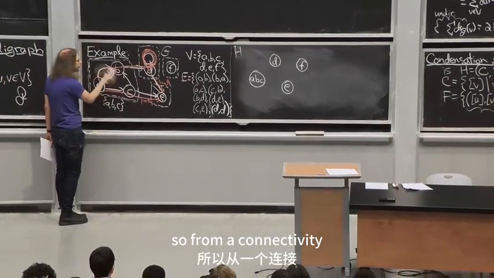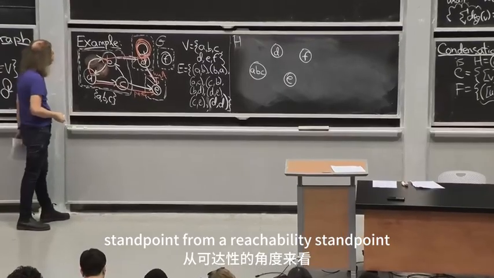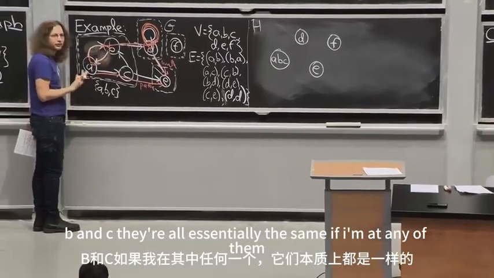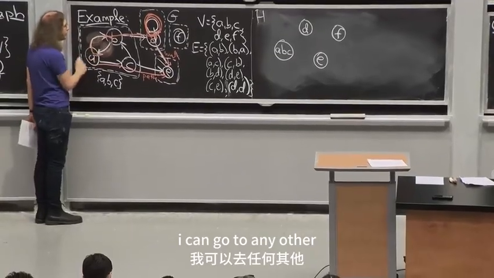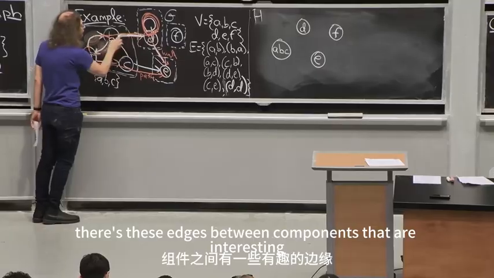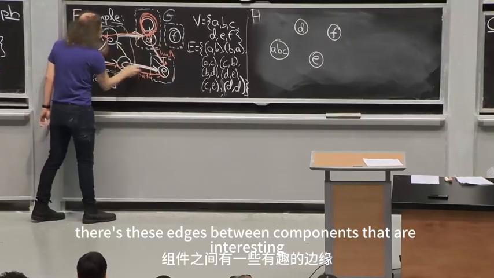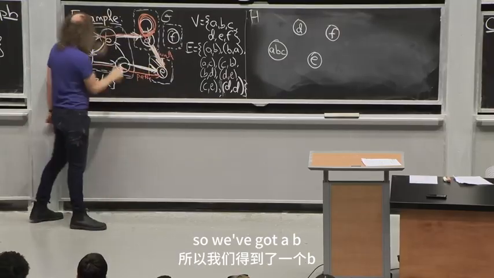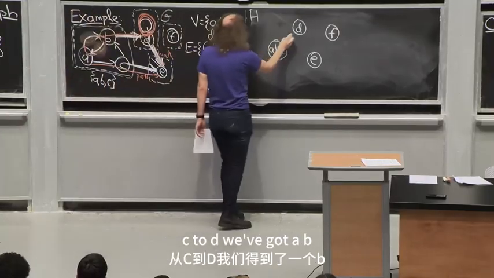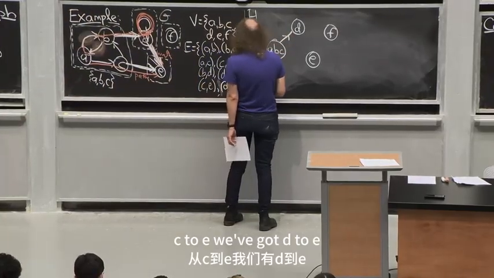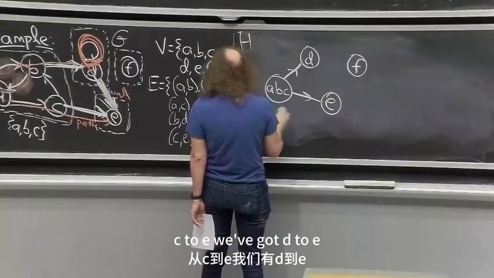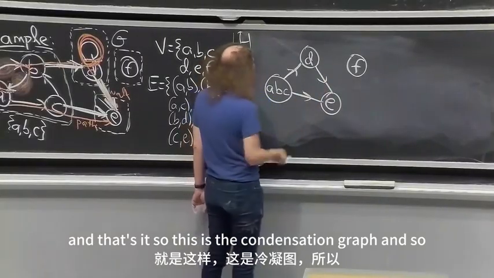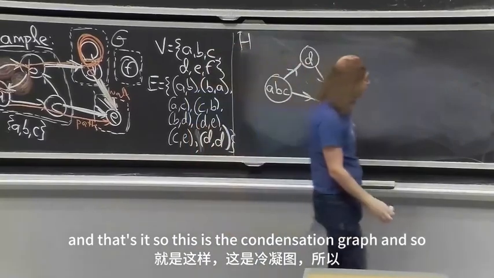So from a connectivity standpoint, from a reachability standpoint, I don't really care about the distinction between A, B, and C. They're all essentially the same. If I'm at any of them, I can go to any other. But then there are these edges between components that are interesting. Highlight them here in bold. So we've got ABC to D. We've got ABC to E. We've got D to E. And that's it. Okay, so this is the condensation graph.